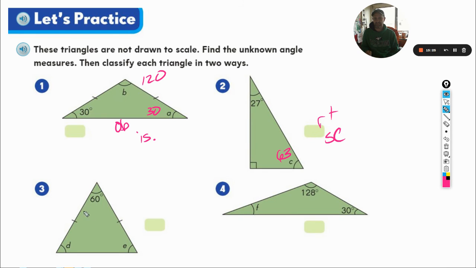This one here, if that's 60, these two are equal. That's 120 divided evenly. You're going to have 60, 60, you're going to have an acute, and you'll have an equilateral triangle. And then finally, 128 plus 30 is 158, leaving 22 degrees. It's an obtuse triangle, and it's scalene because it's got this obtuse angle.